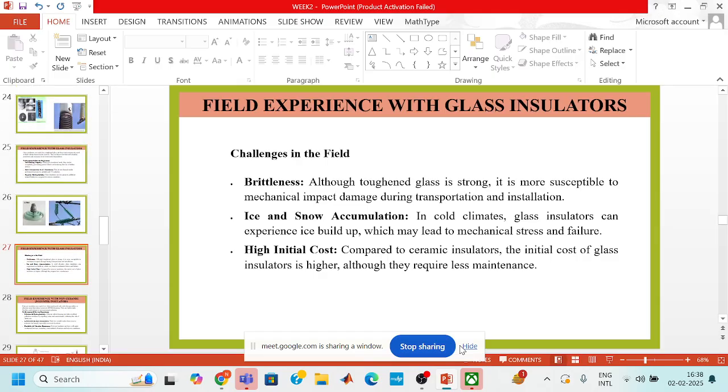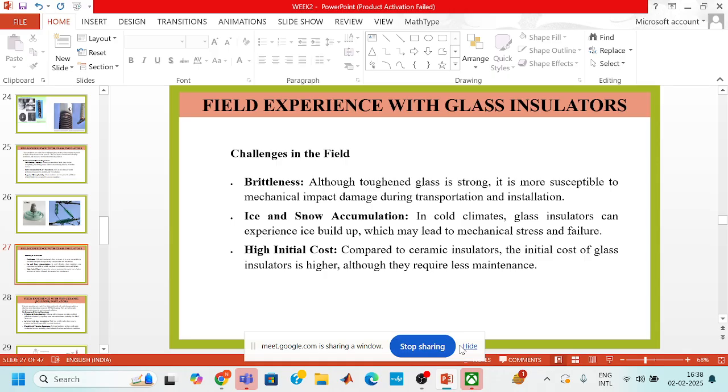Okay, now the field experience with glass insulators. The first is brittleness. Although toughened glass is very strong, it is more susceptible to mechanical impact damage during transportation and installation. They can break.